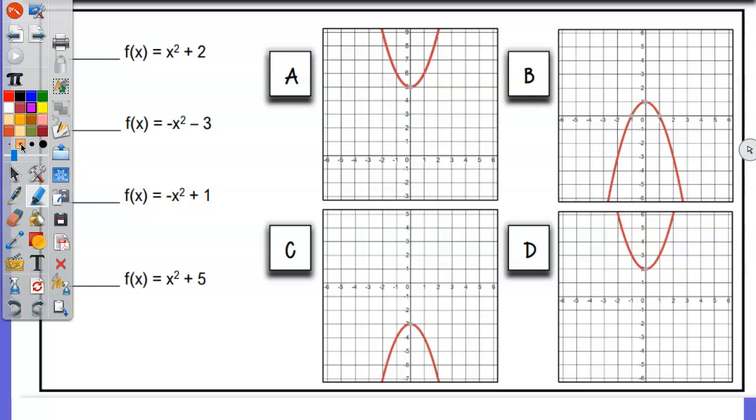I would suggest highlighting the mother function. If you highlight the mother function, now it's going to let you clearly see what the fluff is. And what I mean by that is transformations.